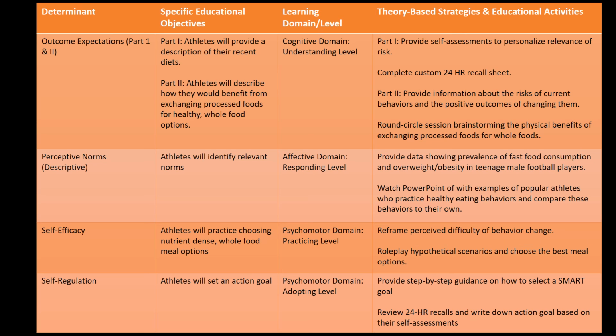The strategy is for me to provide the athletes with a self-assessment to really personalize how relevant the risk of excess consumption of processed and fast foods are to them by simply looking at their own diets. The educational activity I have planned for this is for them to complete a 24-hour recall sheet that I will customize to be simple and quick and really tailored for a 15 to 18-year-old teenage boy.